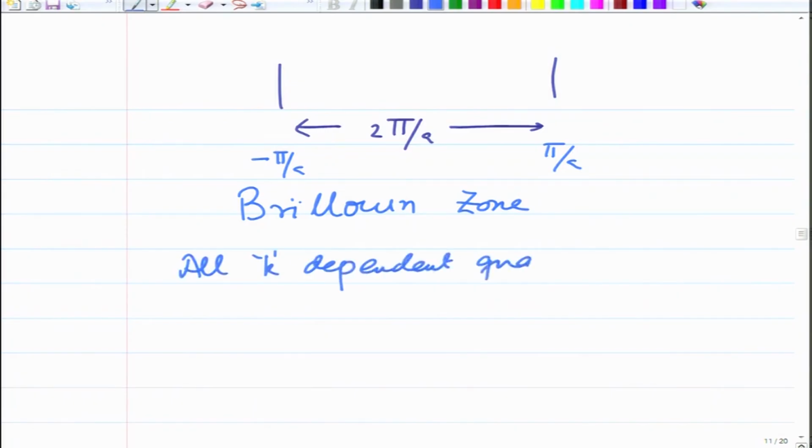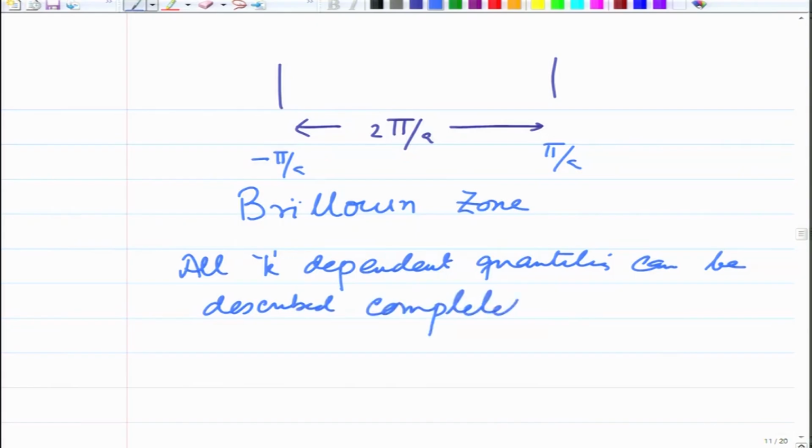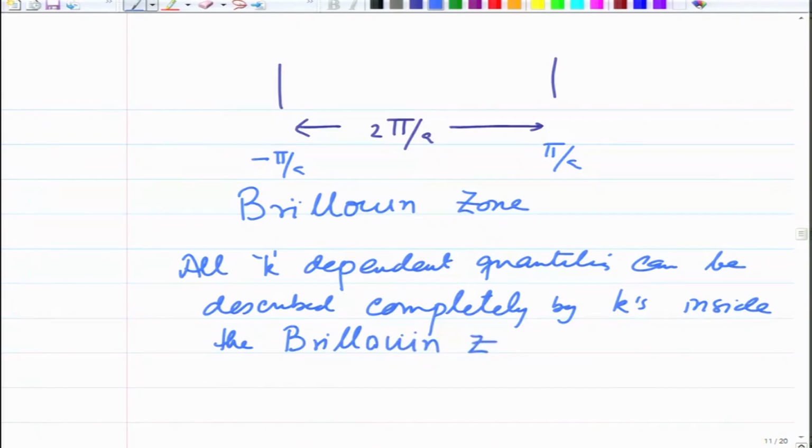dependent quantities can be described completely by k's inside the Brillouin zone. So, this is the conclusion.